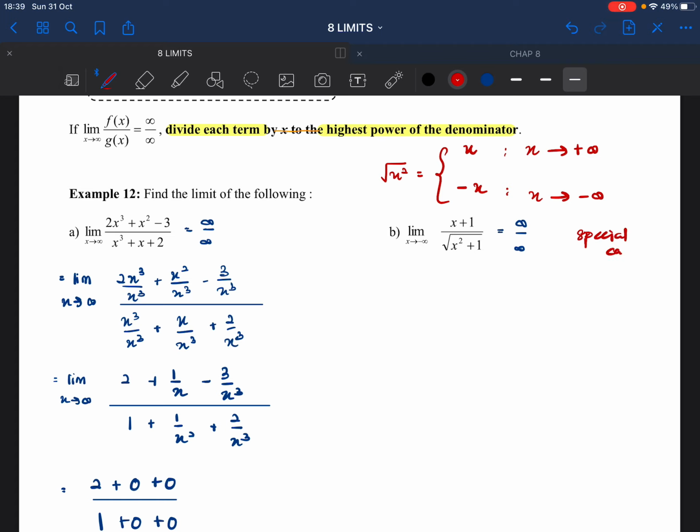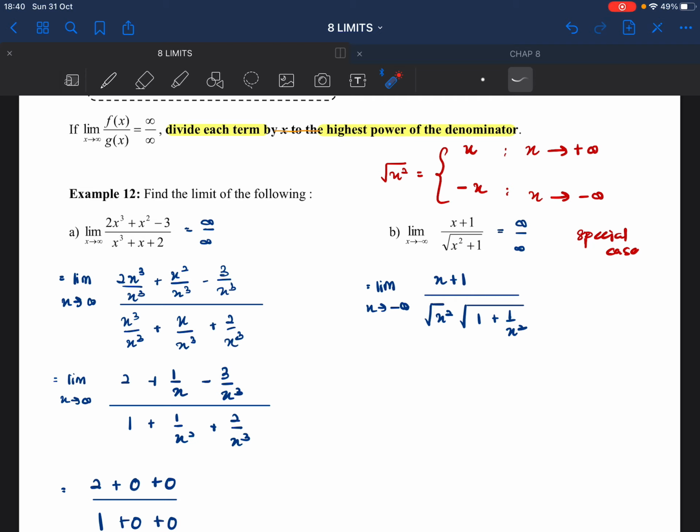So what we are going to do is take out the square root of x squared from the denominator. So we will have the limit as x approaches negative infinity of x plus 1 in the numerator, doesn't matter. Now we factorize x squared from the denominator, so we will have the square root of x squared times the square root of 1 plus 1 over x squared. To check, we multiply back: x squared times 1 gives x squared, and x squared times 1 over x squared gives 1.